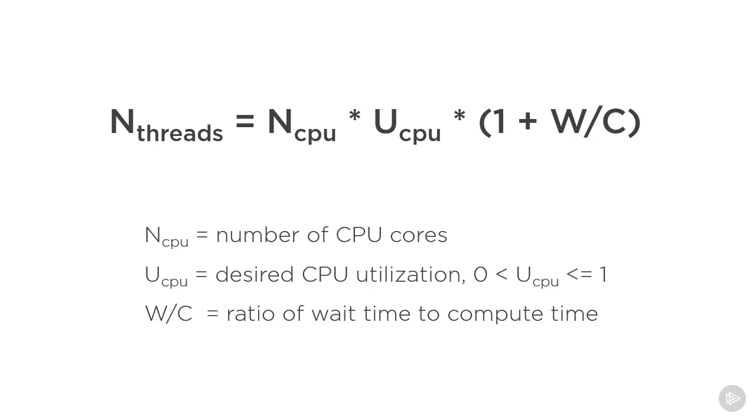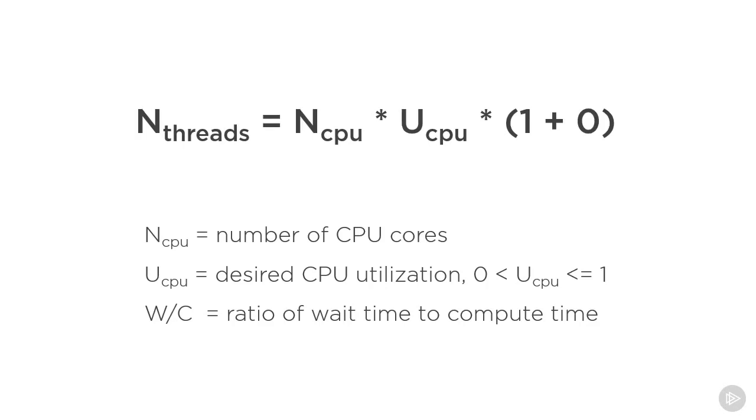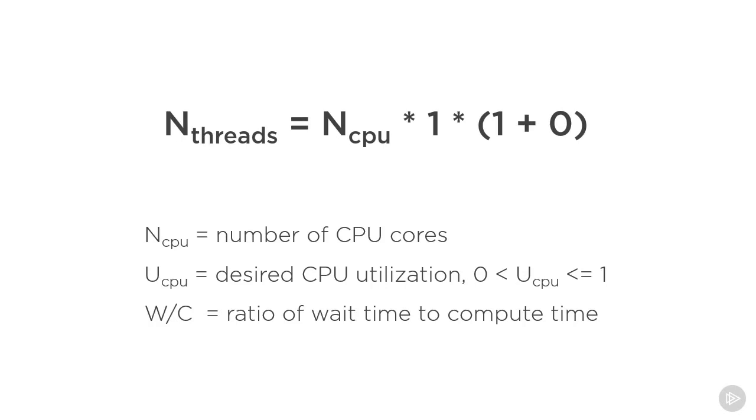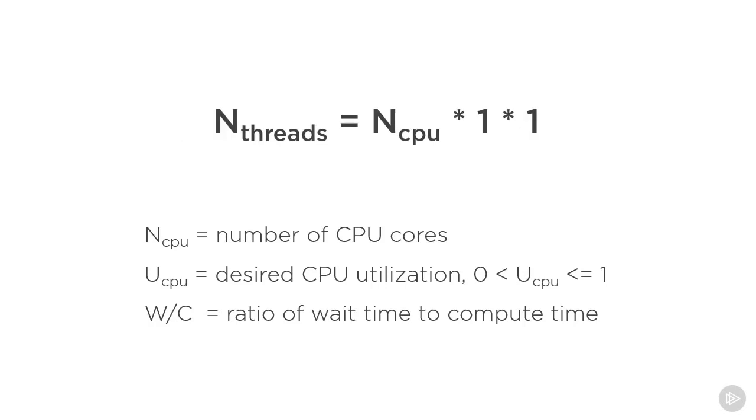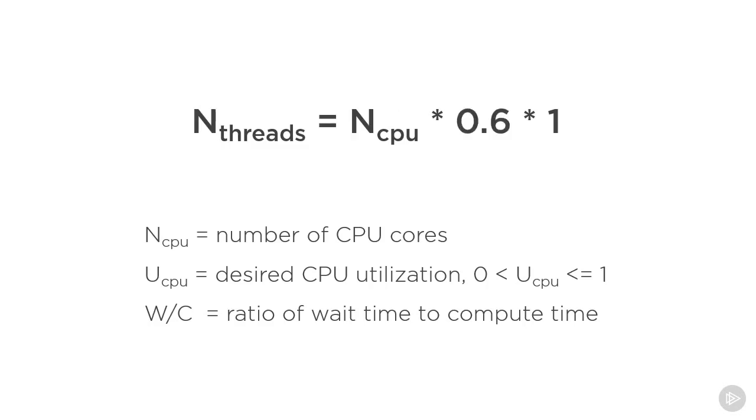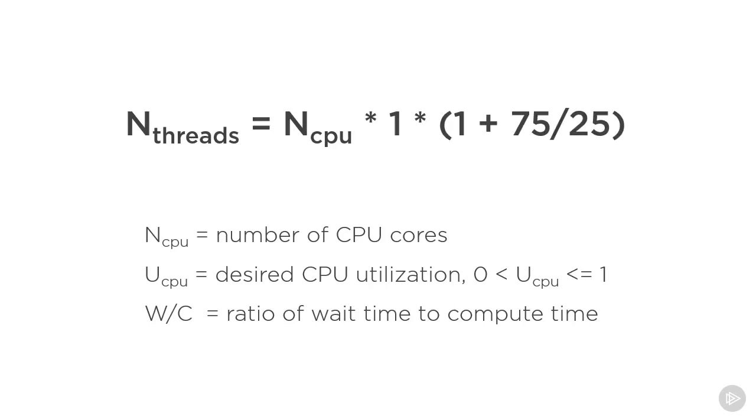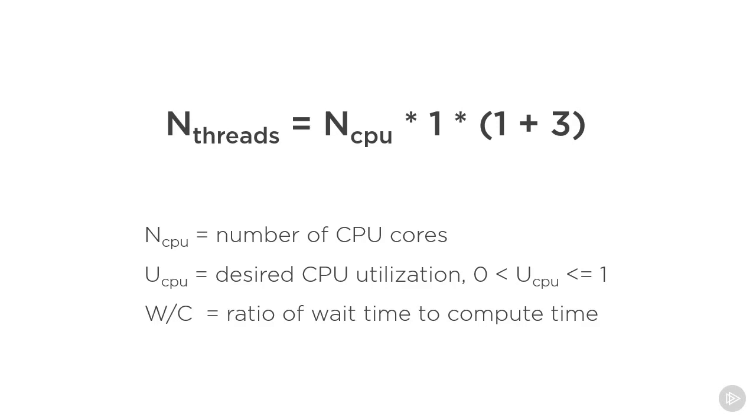This means that if you have a compute-intensive task, that is, a task that's CPU-bound and has virtually zero wait time, and you'd like to optimize for 100% CPU utilization, you should set your thread pool size to the number of CPU cores. However, if you're targeting 60% of CPU utilization, then you should set your thread pool size to 60% of the number of cores. For mixed or I/O intensive workloads, you would need to determine the average wait to compute ratio. If the wait to compute ratio is 75 to 25, and you're targeting 100% CPU utilization, then the number of threads should be set to the number of cores multiplied by 4.